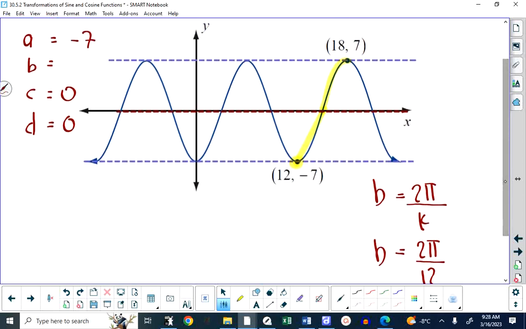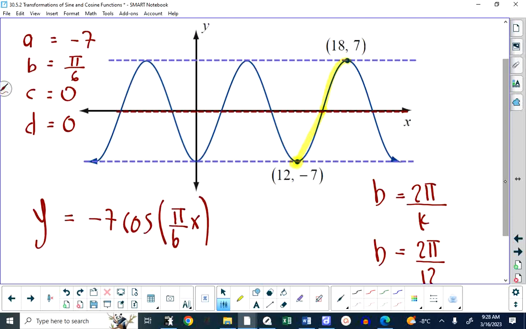So this is a little weird. You have to get used to it. B this time is not just a number like 3 or 2 or 1/2. It's a multiple of pi. It's a 1/6 of pi. Which means our function is y equals A cos B times x.